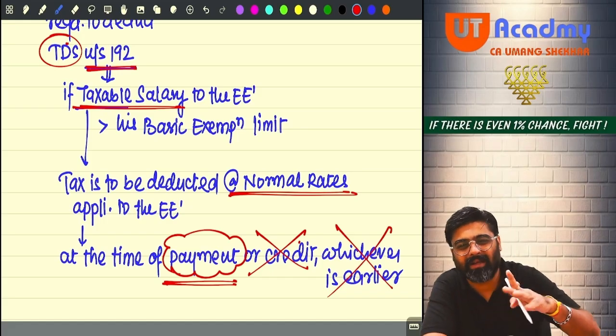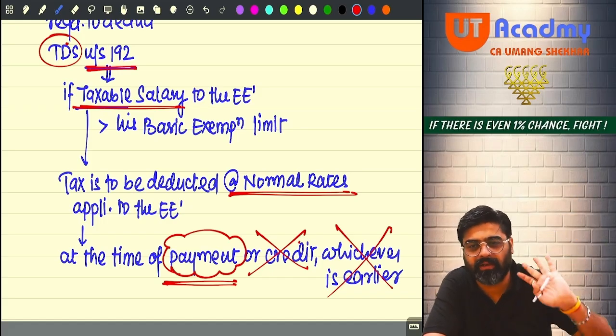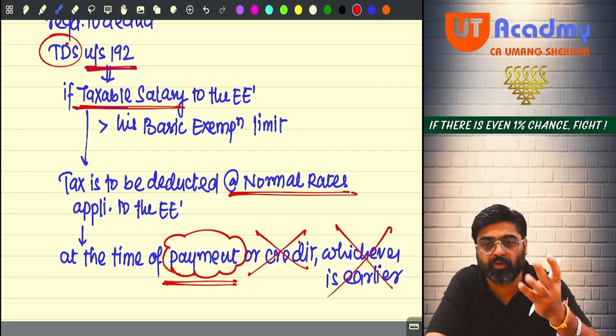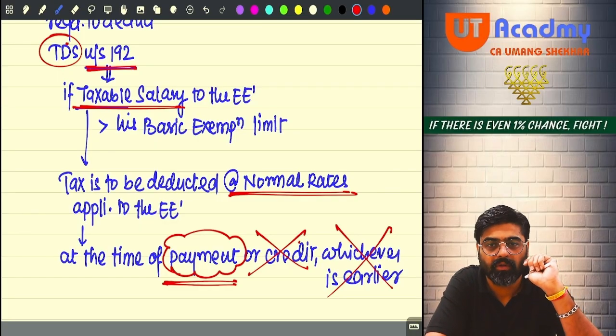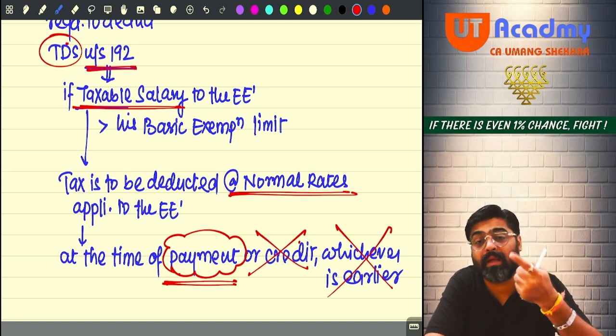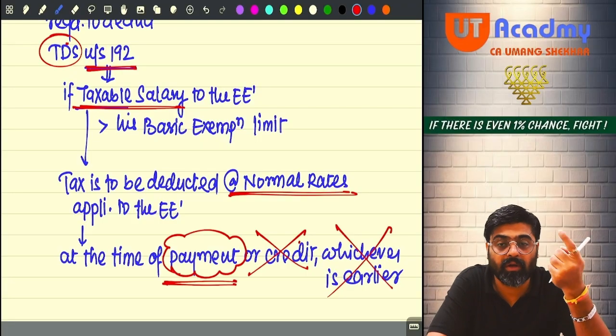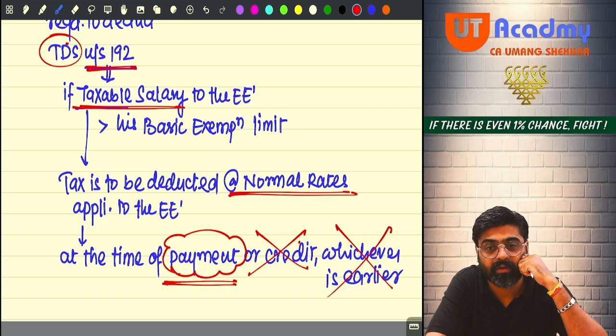Now the calculation and everything in detail we are going to study in section 192. But this is the basic thing, the basic requirement which you should be aware of. So TDS is deductible when you are giving taxable salary of more than the basic exemption limit.